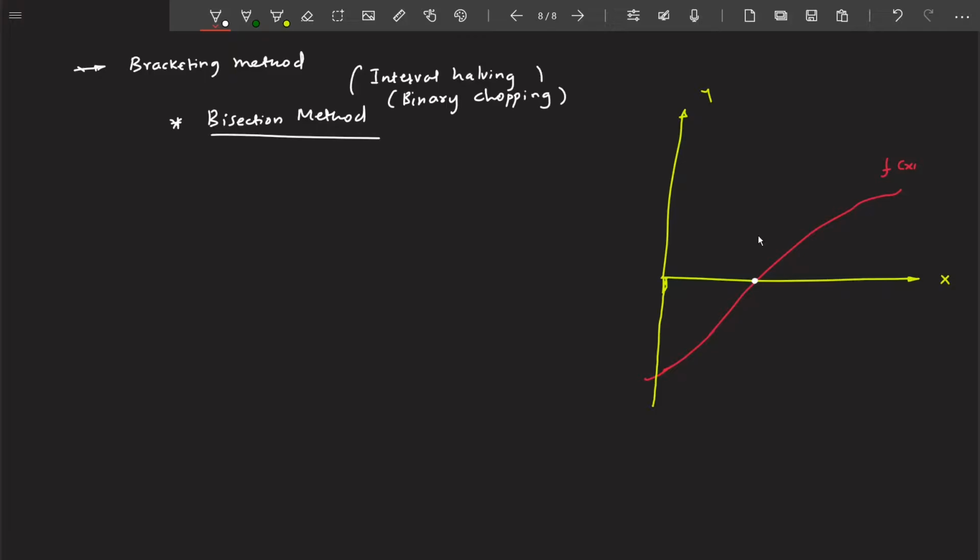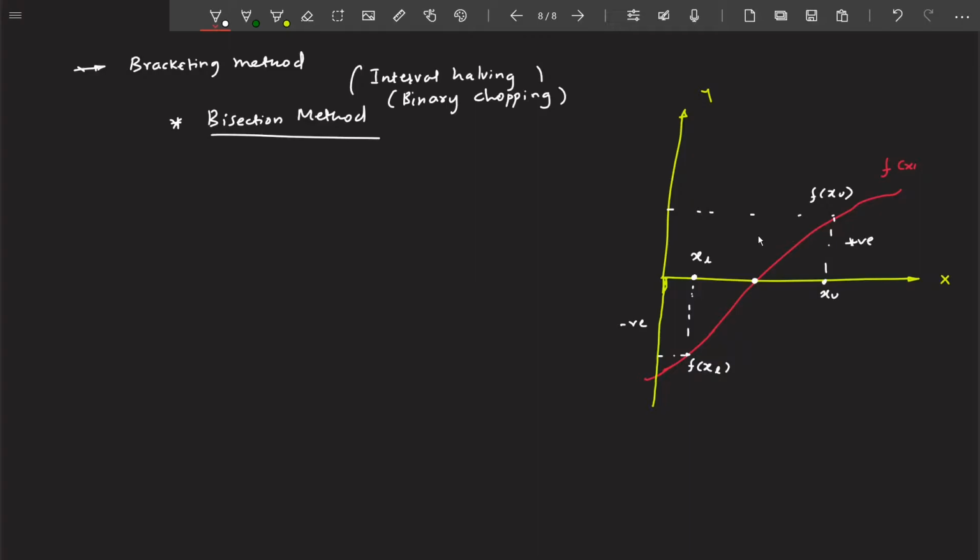Okay. So what do we actually do in the bisection method? We first define two things, the lower limit and the upper limit. So we define something known as the lower limit and something known as the upper limit. Okay, and this is going to be the value of f(xl), and this is going to be the value of f(xu). Obviously this is going to be negative and this is going to be positive.